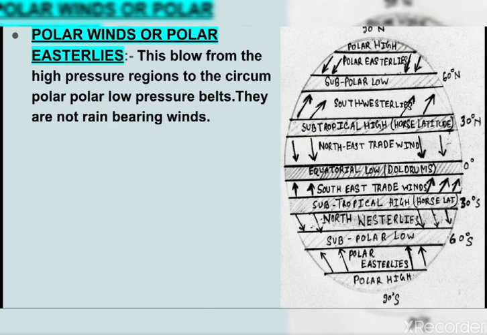Let's talk about polar winds or polar easterlies. These blow from the high pressure regions to the circumpolar low pressure belts. They are not rain bearing winds. The polar easterlies blow outwards from the high pressure regions towards the circumpolar low pressure belt, and in the northern hemisphere they blow from the northeast, and in the southern hemisphere from the southeast.